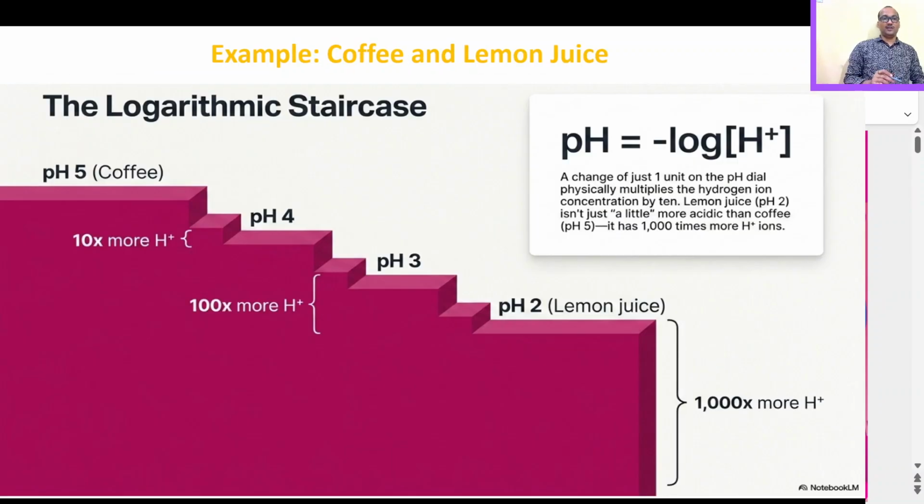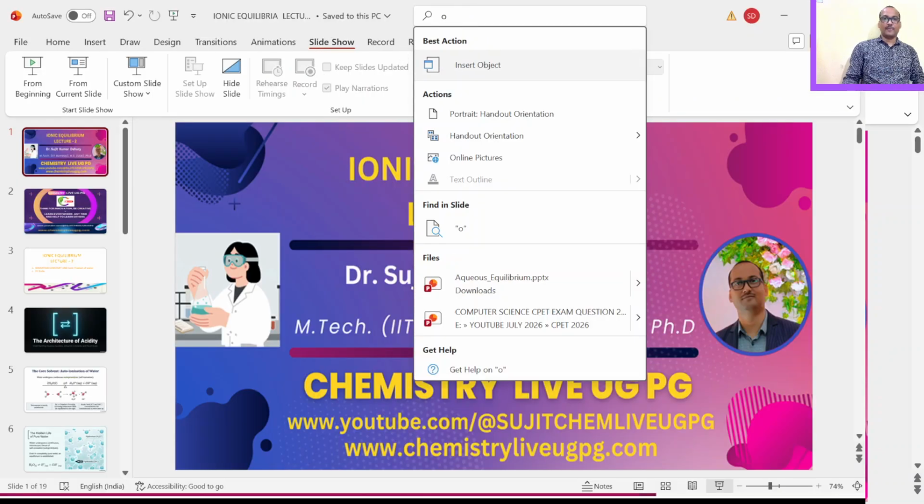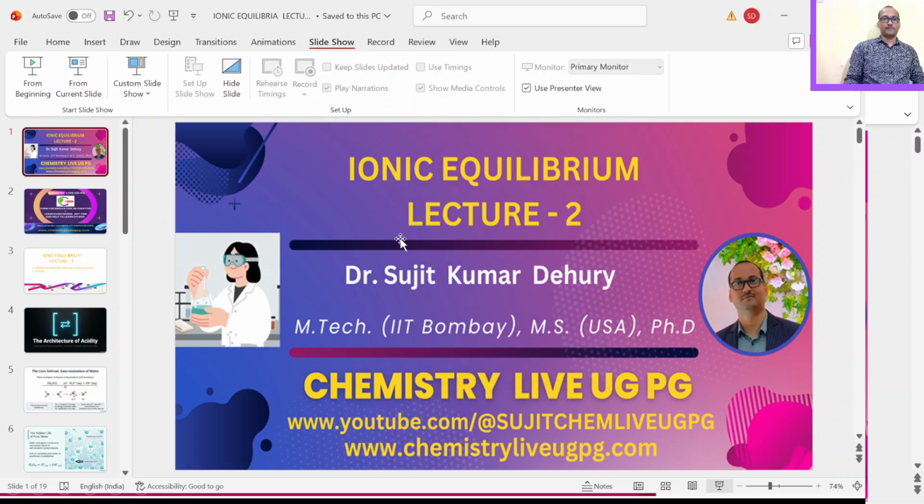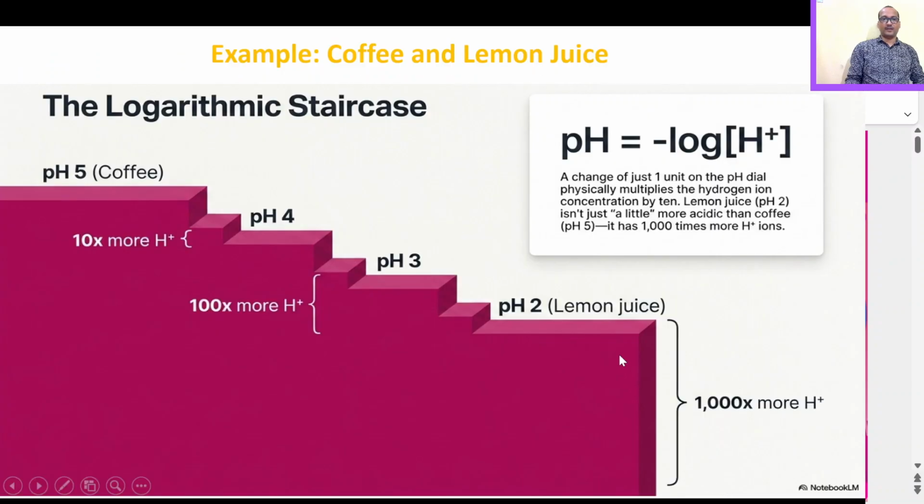So now if we look at a specific example, suppose we take the example of coffee and lemon juice. Coffee having pH 5 and lemon juice having pH 2. So this lemon juice will contain 1000 times more hydrogen than coffee.